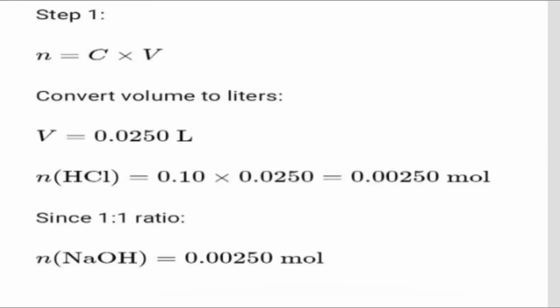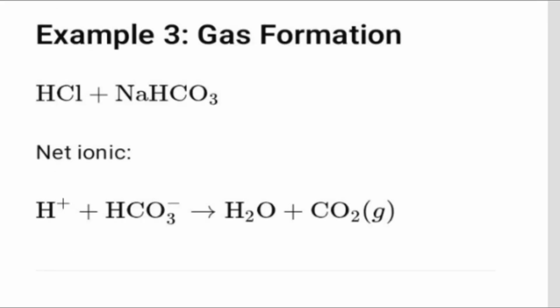Reaction. Example 3, we have hydrochloric acid plus sodium hydrogen carbonate reacting. What are we going to have? The net ionic, this is just like an example here. We are going to have water and carbon dioxide. Always know that whenever an acid is reacting with a carbonate, we are going to have water and what? And the carbon dioxide in the net ionic equation.